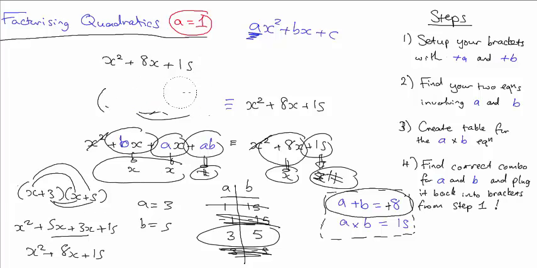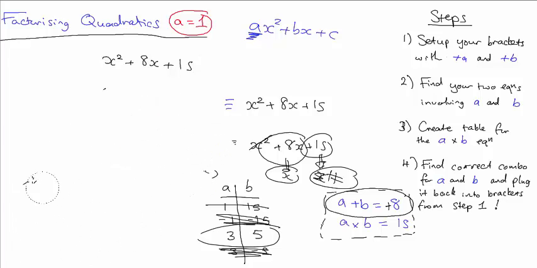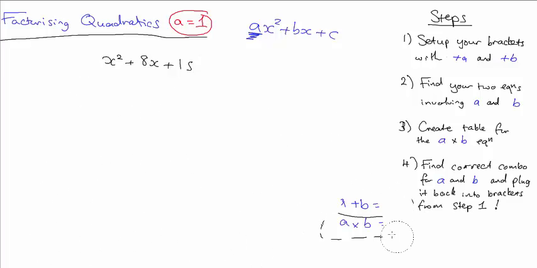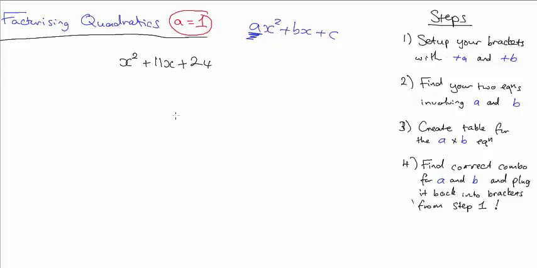Alright, let's go again. I'll give you one more where everything's positive, what I consider an easy-ish kind of factor. Next one: x squared plus 11x plus 24. Now again, pause this and practice this. I want you to at least get to the point where you can make the two equations. If you can find your two equations, the rest is easy. Alright, so let's go. Set up our equations.